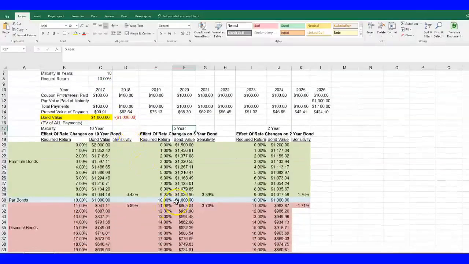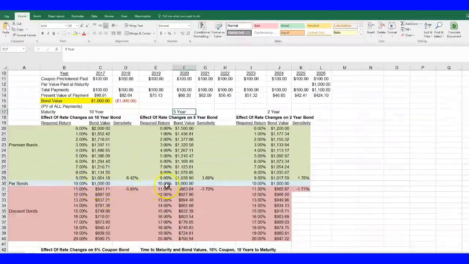So whether the maturity on the bond is 5 years or 10 years, if the required rate of return is 10%, which is exactly equal to the coupon interest rate in the bond, that bond is going to have a value of $1,000, and we'll say that that's a par value bond. And as we saw with the 10-year bond, as the required rate of return falls below the coupon interest rate, we see an increase in the value of the bond.